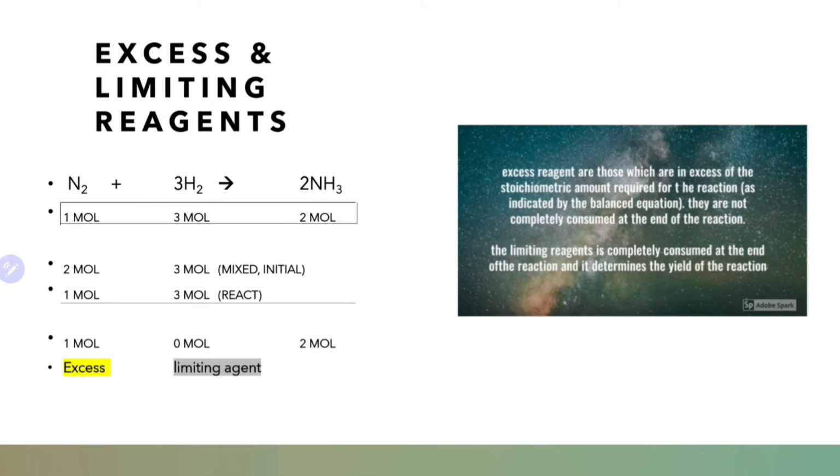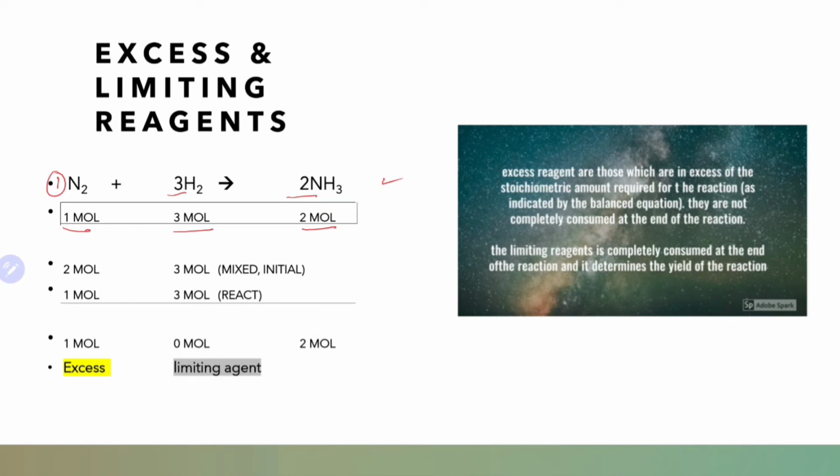Now we continue with excess and limiting reactants. Continuing with the opposite reaction, here we have N2 plus 3H2, already balanced, to produce 2NH3. Once again, the coefficients are 1, without number is 1, to 3, to 2. So this is the ratio of mole. We can say every 1 mole of N2 will react with 3 mole of H2 to produce 2 mole of NH3.